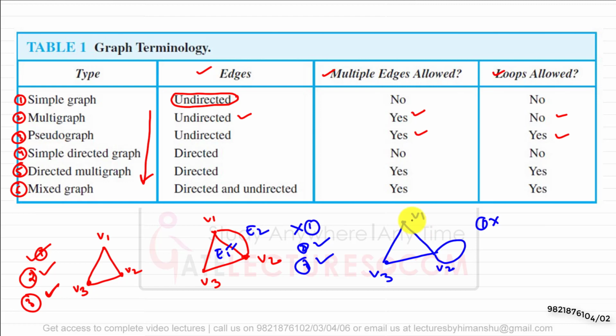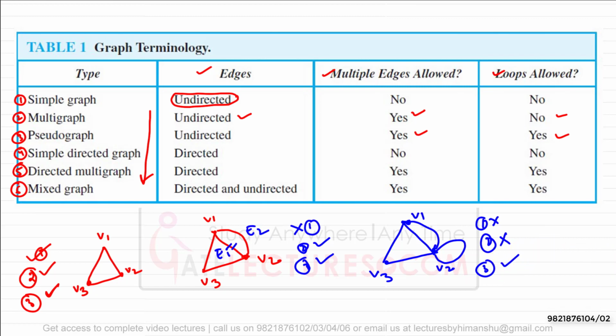Because, for example, between v1 and v2 there are multiple edges present. Why is it not a multigraph? Because in a multigraph loops are not allowed, but this graph has loops. Is it a pseudograph? Correct, it is a pseudograph.